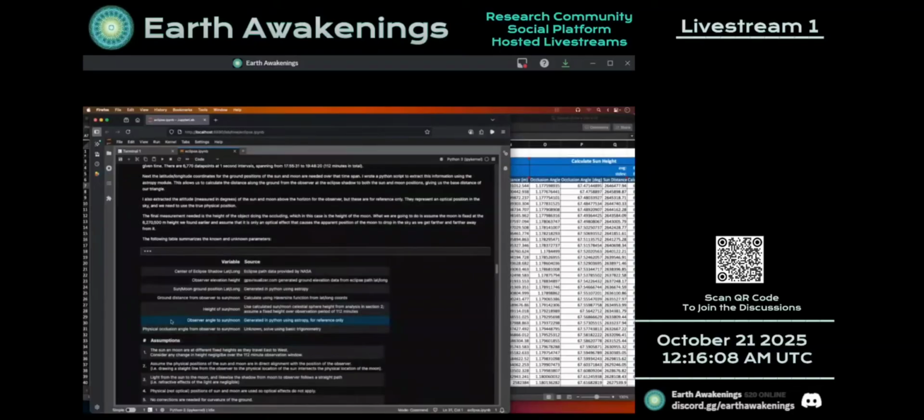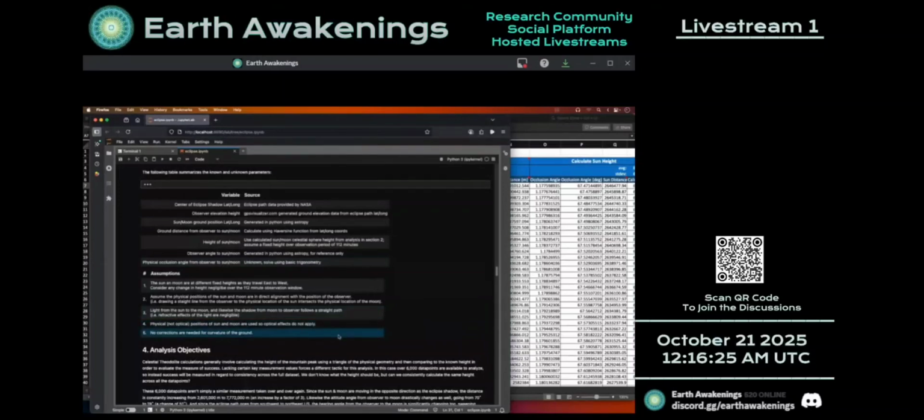There's the observer angle to the sun and moon, which is generated in Python, but we're not going to use it because it is the apparent position. And then finally, the physical occluded angle from observer to sun and moon, which we don't know, but we can solve using basic trigonometry. Our assumptions are as follows.